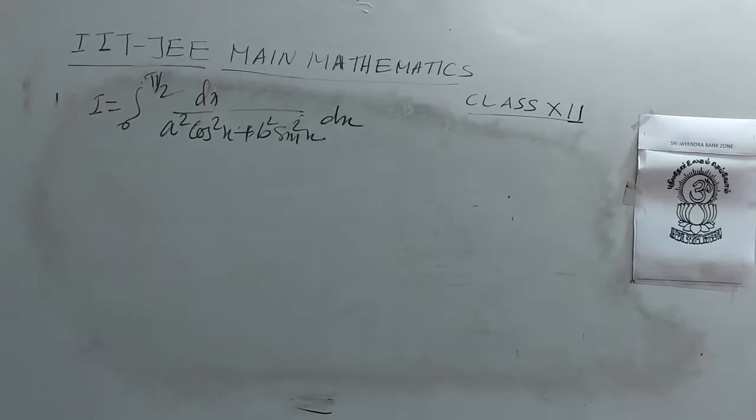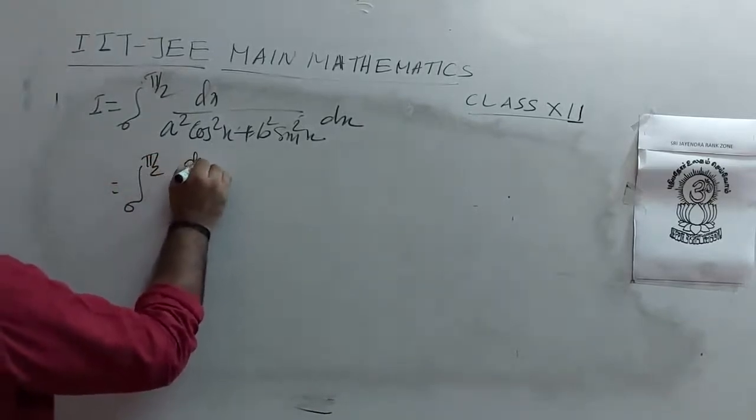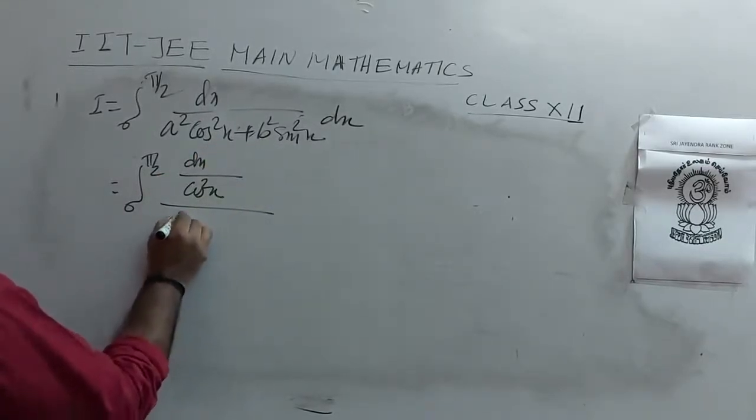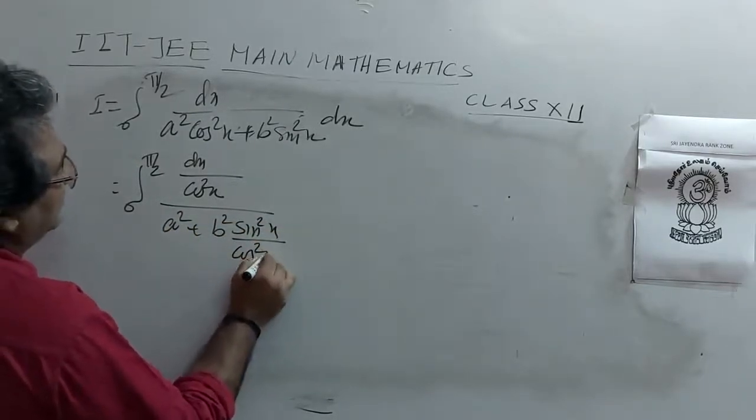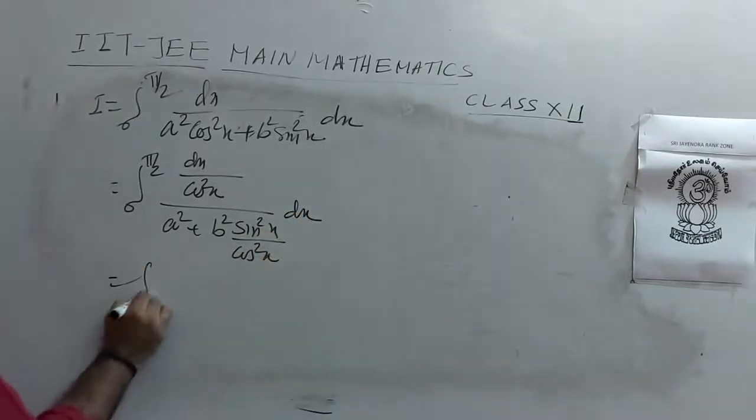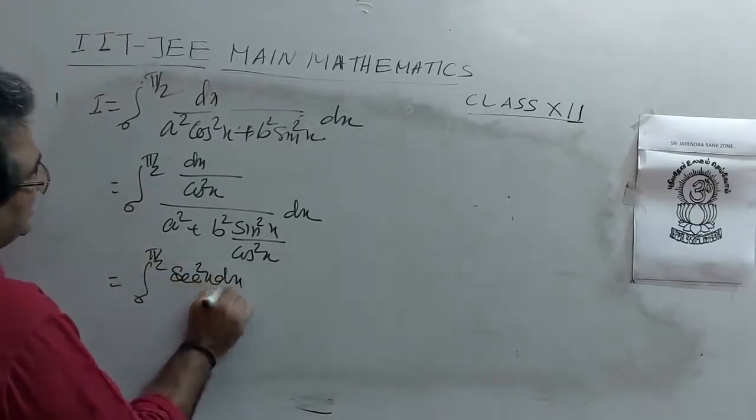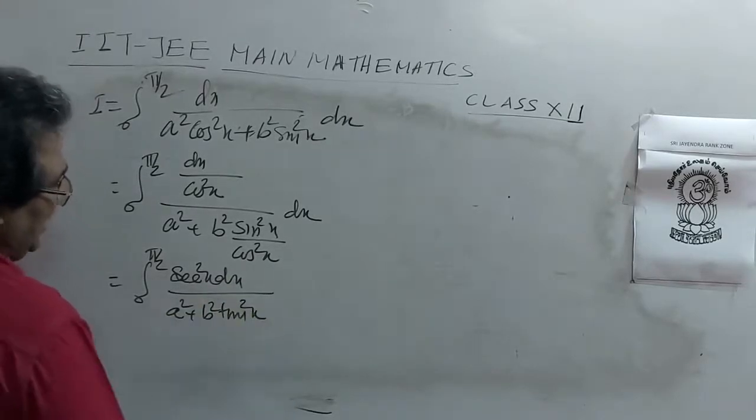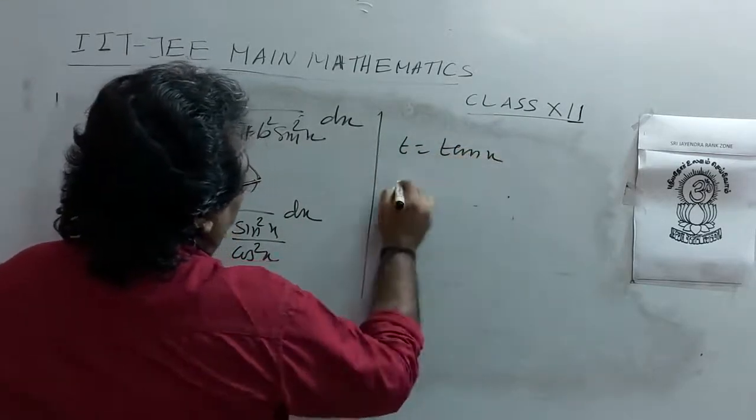For this type of integrals, we have to divide numerator and denominator by cos squared. So integral 0 to pi by 2 dx by cos squared divided by, if we divide the denominator by cos squared, a square plus b squared sin squared x by cos squared x dx. That is secant square x dx over a square plus b squared tan square x. Let t equal tan x.